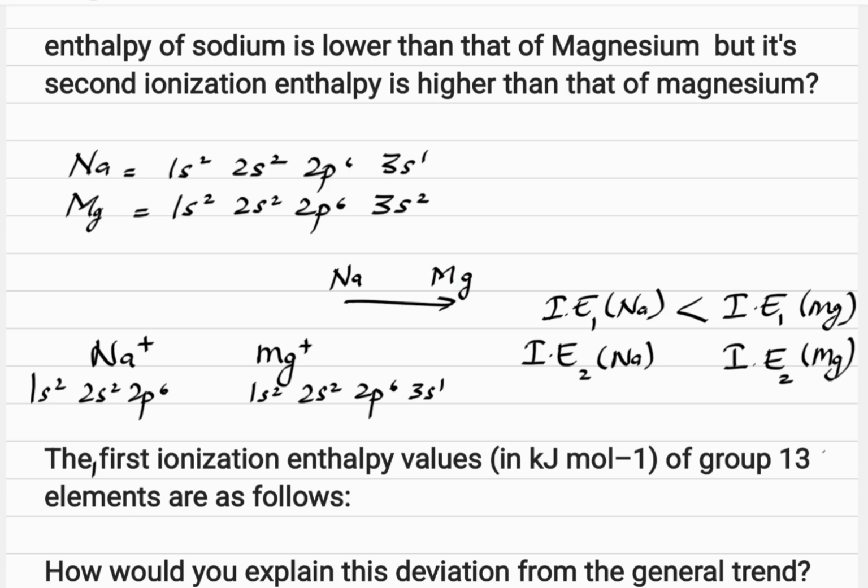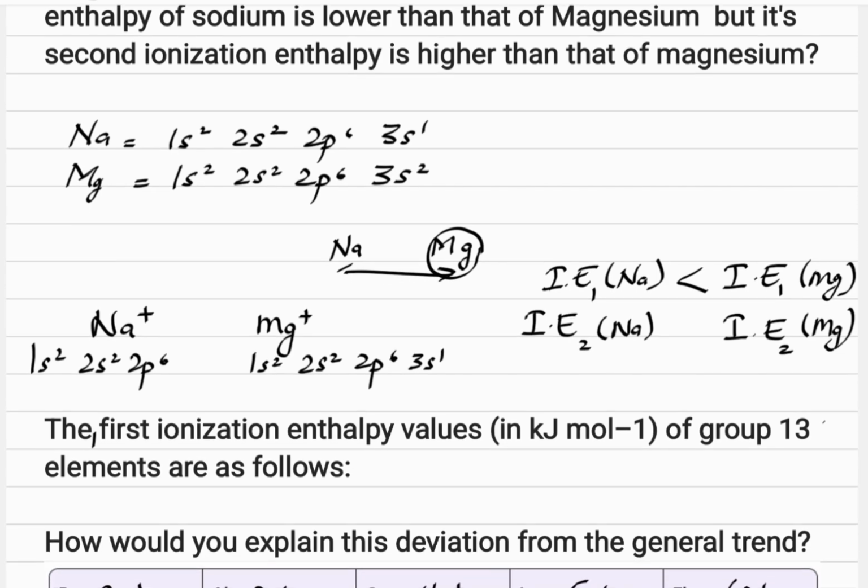Now, first ionization energy of sodium is obviously lower than that of magnesium, simply because magnesium lies towards the right of sodium in the periodic table, and as we move along the period, because Z effective increases, ionization energy increases. So first ionization energy of magnesium is higher than that of sodium, following the simple trend. Okay.